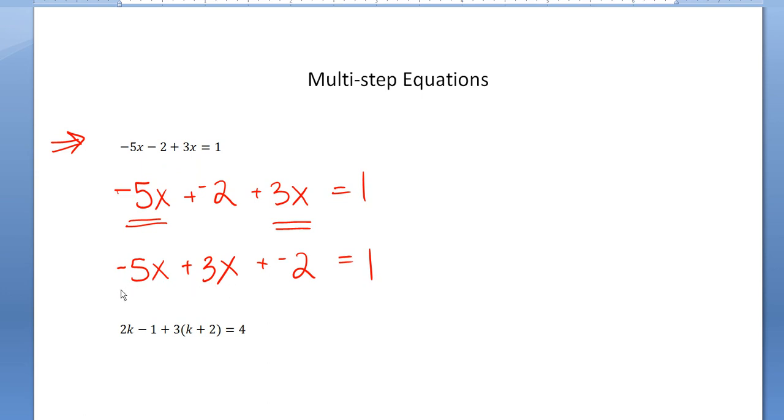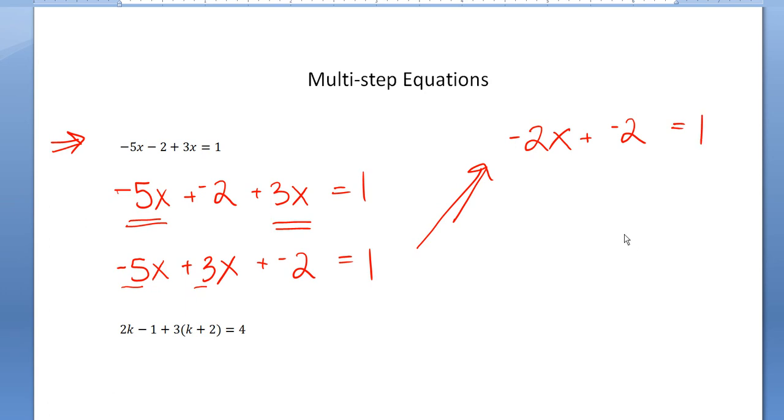They're like terms, so I just add their coefficients. Remember, coefficients are the number out in front of the letter. A negative 5 and a positive 3 make a negative 2x. So a negative 5x and a positive 3x made a negative 2x. I still have the rest of my problem here. I need to keep moving to get x by itself.